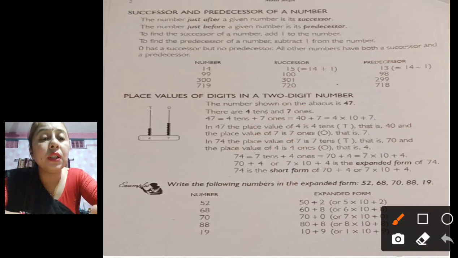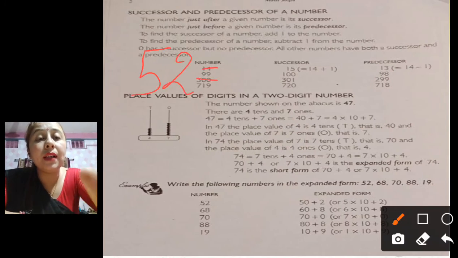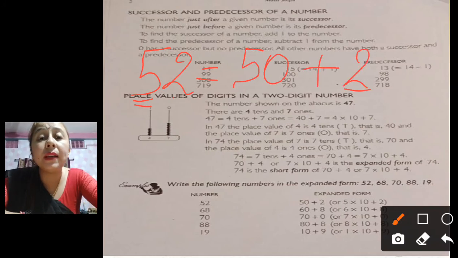So you will also learn to expand the number. For example, if 52 is given, you can expand the number by seeing its place value. Here 5 is in tens position, so you will write 50, plus 2, because 2 is in ones position. So in this way you can expand the given number.